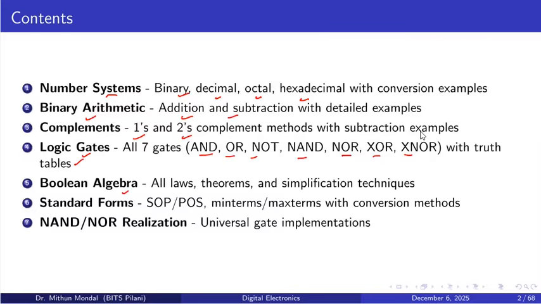We will understand Boolean algebra, all the laws, theorems, and their simplification techniques to specific standard forms, SOP, that is sum of products, and product of sums. And then the minterm and maxterm calculation we will see with the conversion method. Finally, we will do the realization of the NAND and NOR gates, which are basically the universal gate implementation.